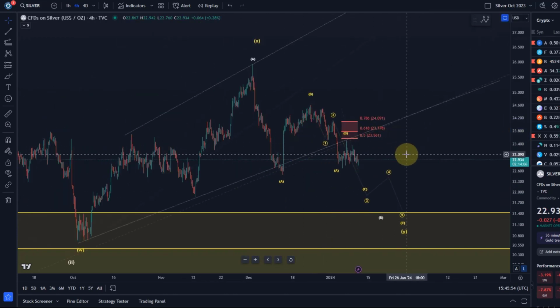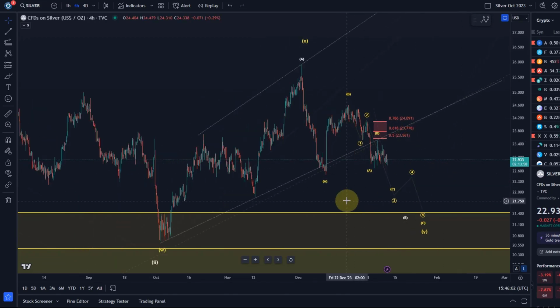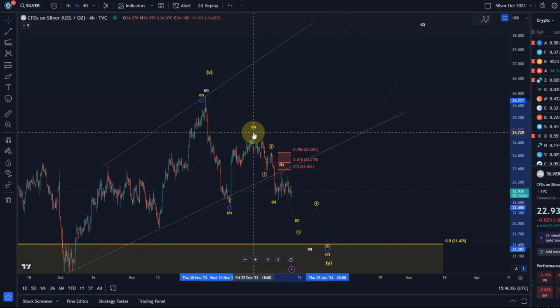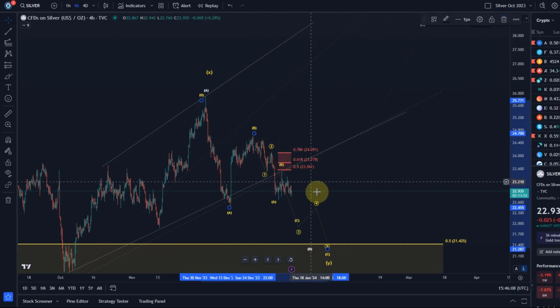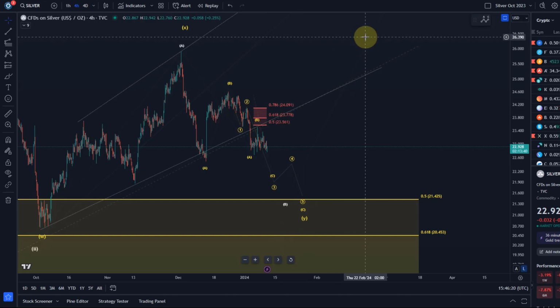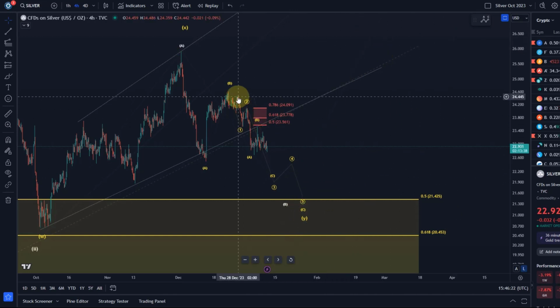Of course, if we see a break above the resistance range and the wave 2 high at $24.08, we need to consider other options, for example, a reset of yellow wave B. But as long as we stay below those levels, the downside pressure remains. The question I have is, how deep is this pullback going to be? That requires close monitoring, either the white count or yellow. White would be a little bit more bullish short term.